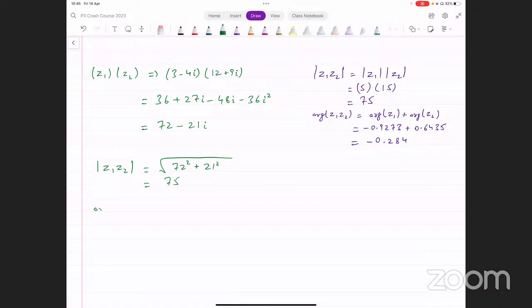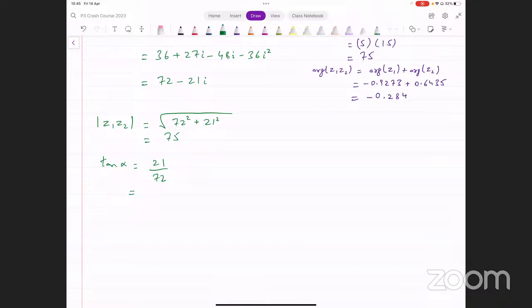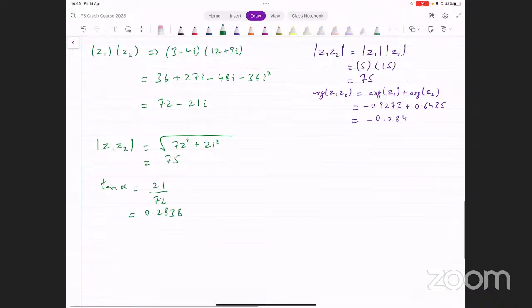Similarly, you could also find the argument. For that, you would first have to find the basic angle. So you'll say tan alpha equals 21 over 72. Let's see what that gives us. Tan inverse of 21 over 72 is giving me 0.2838, in fact. Now, which quadrant is this?